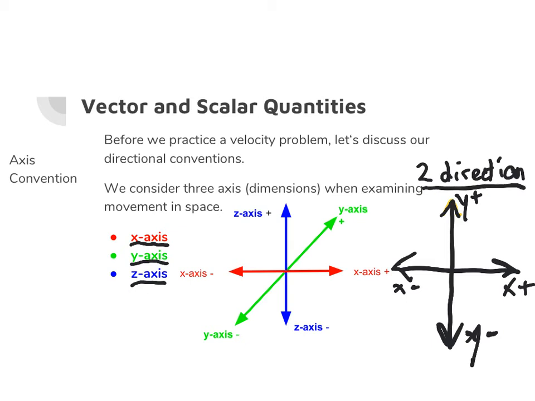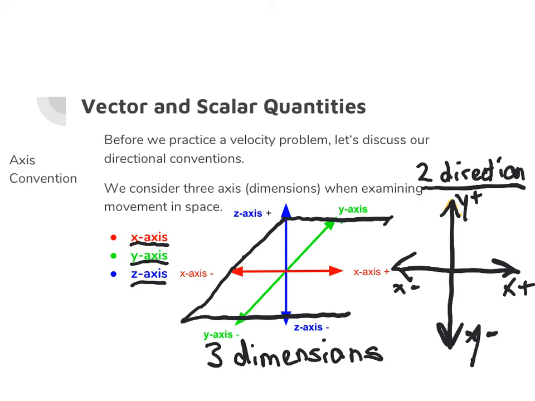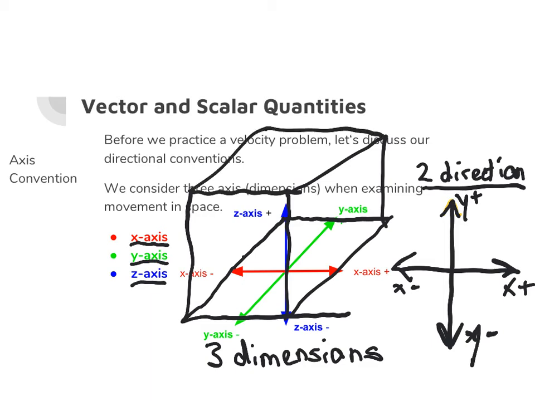But as we know in nature, we live in 3 dimensions. And so when we consider movement in space, we need to consider a 3rd-dimensional axis. So this is a flat plane, and then this axis, the z-axis, gives it some depth, and it becomes 3-dimensional. And that is our z-axis.